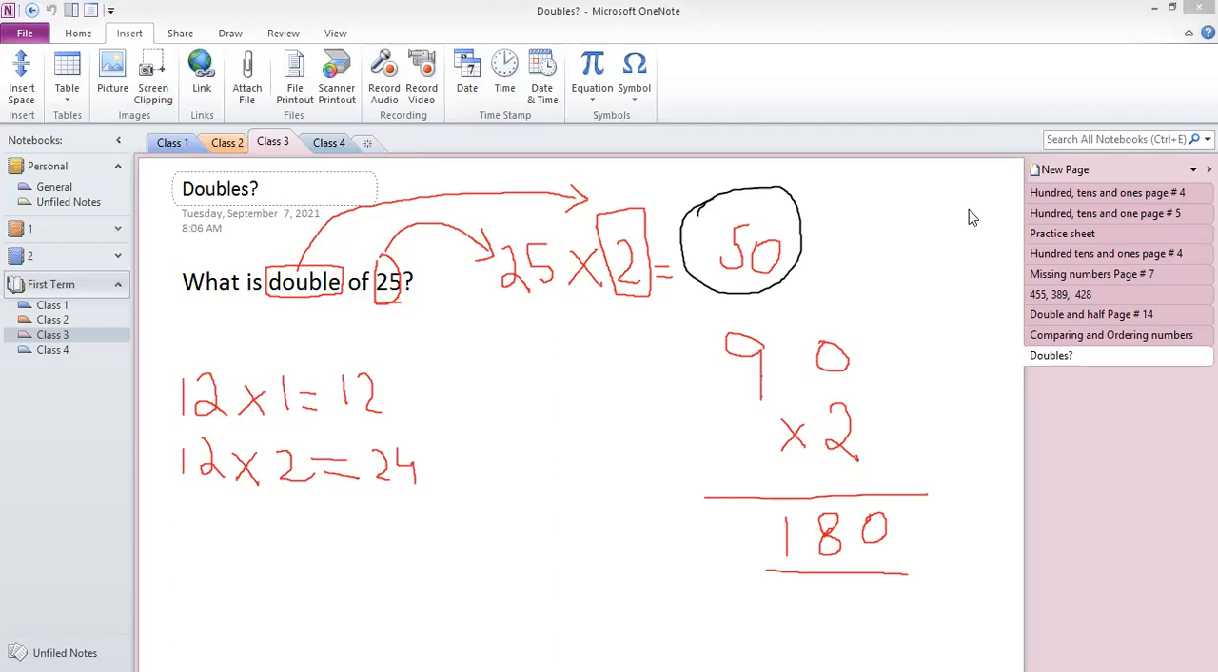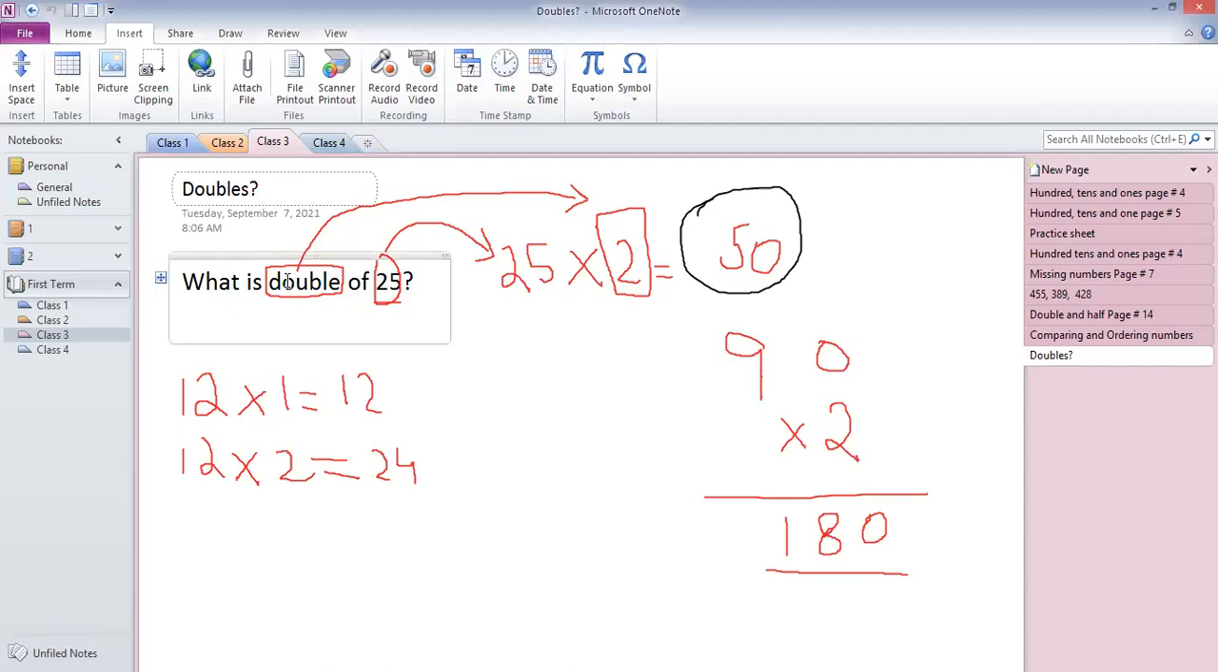So welcome to lesson number 9 for grade 3 mathematics, guys. Yesterday we started the topic doubles and halves, and we were learning about the doubles. What are the doubles? And I told you guys how to find out the double. Double means 2 times of any number.